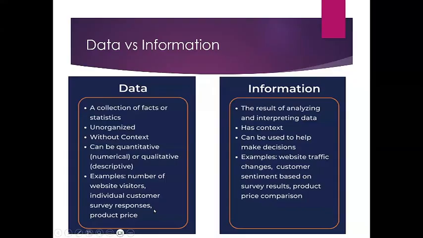Customer server responses, then product prices. So all those things we can get as data, right? Those are examples. When it comes to information, it is something slightly different. Information is kind of an analyzed result of the data, right? Then it has a context and can be used to help make decisions. It has meaning, right?